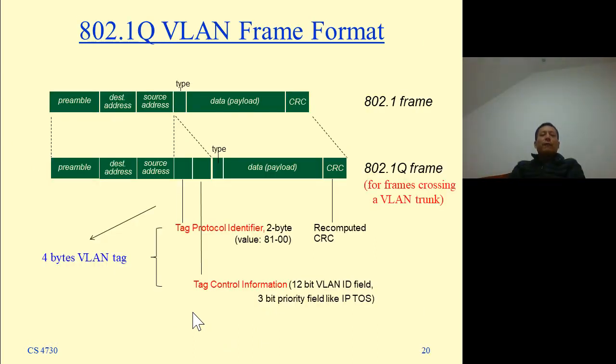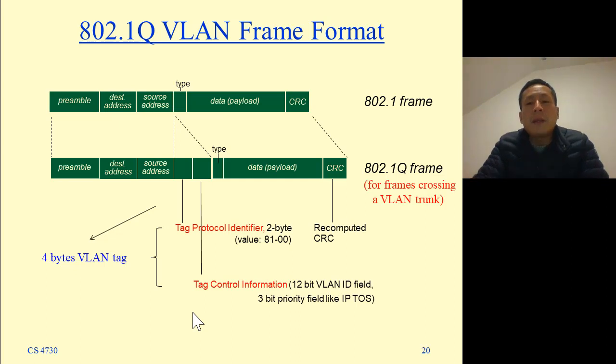So this VLAN ID information is actually in 802.1Q frames. What you need to do on top of the original 802.1 frames is add tag or VLAN information, which consists of the tag protocol ID, 2 bytes, and the tag control information, 2 bytes. So in total, you need to add 4 additional bytes of VLAN tags for 802.1Q frames to make it work with VLAN trunks.